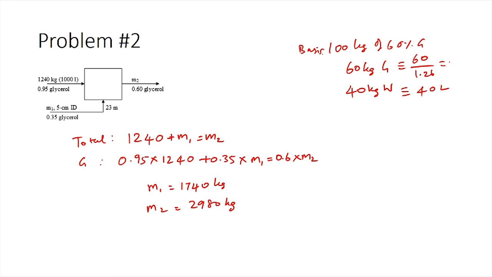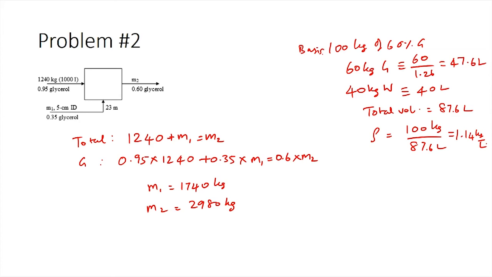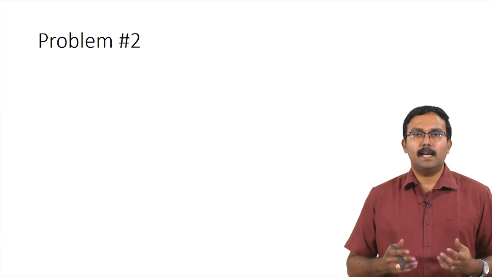The volume occupied by 60 kilograms of glycerol would be 60 divided by the density, which is 1.26, and 40 kilograms of water would occupy a volume of 40 liters. So, the volume of 60 kilograms of glycerol would be equal to 60 divided by 1.26, which is 47.6 liters. The total volume would be equal to 87.6 liters. So, your density would be equal to 100 kilograms divided by 87.6 liters, giving you a final value of 1.14 kilograms per liter. Using this, we can calculate the volume of the 60% glycerol product. We have the mass and the density, so volume would be mass divided by density, which is 2980 divided by 1.14, giving a final volume of approximately 2610 liters.